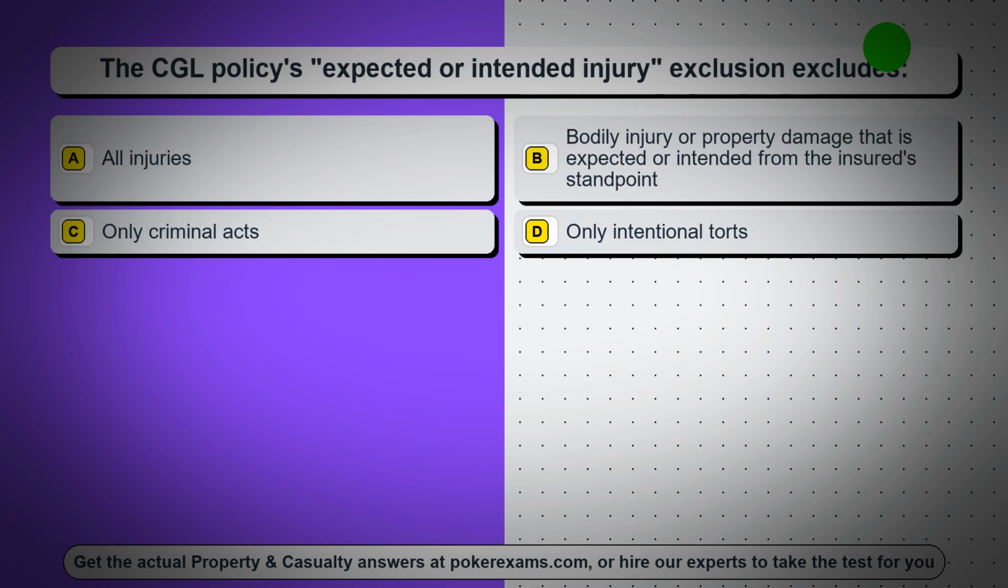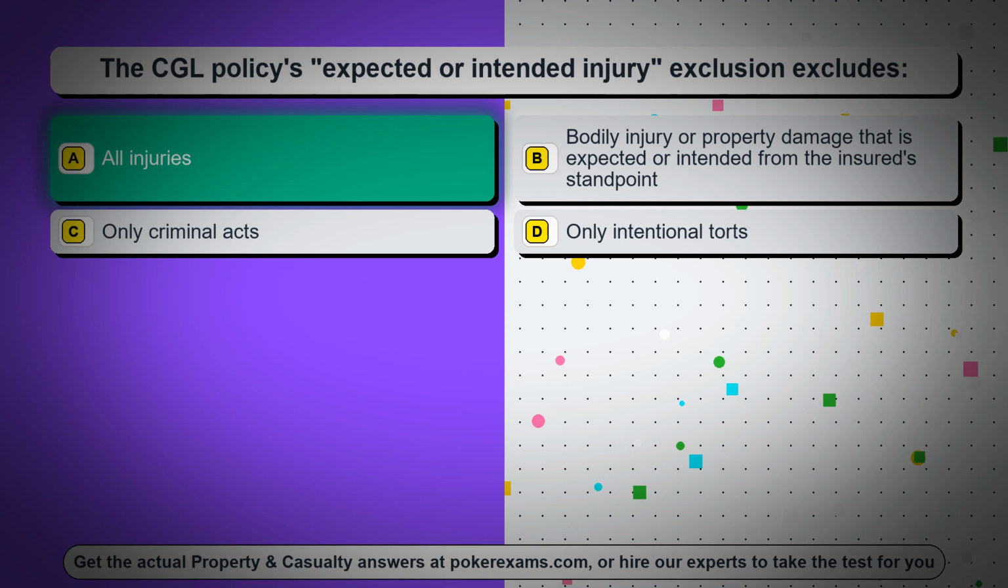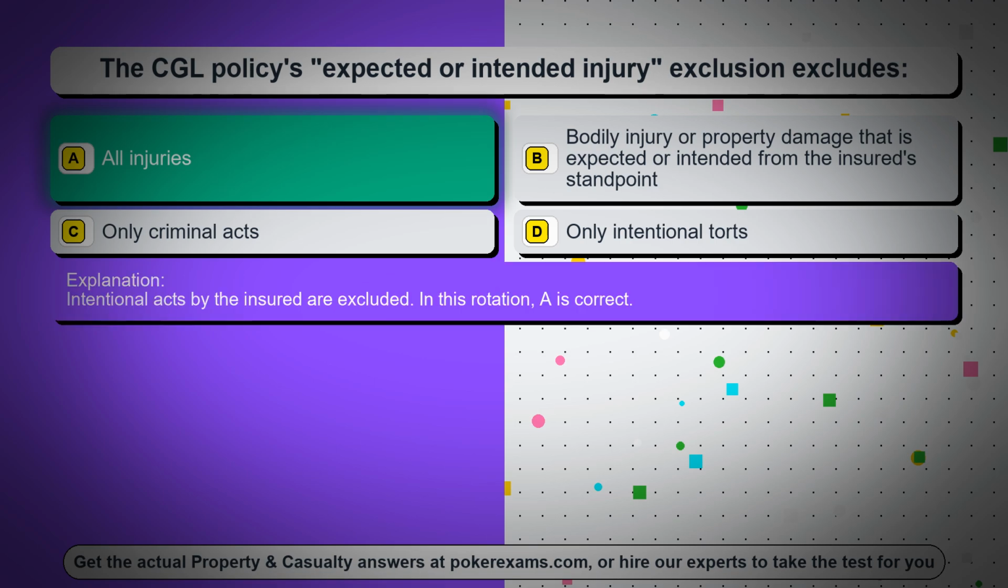Question 74. The CGL policy's expected or intended injury exclusion excludes: Option A. All injuries. Option B. Bodily injury or property damage that is expected or intended from the insured's standpoint. Option C. Only criminal acts. Option D. Only intentional torts. The correct answer is option A. All injuries. Intentional acts by the insured are excluded. In this rotation, A is correct.